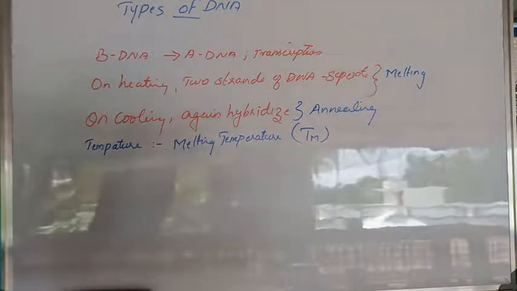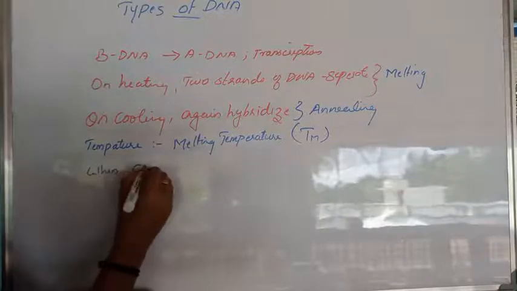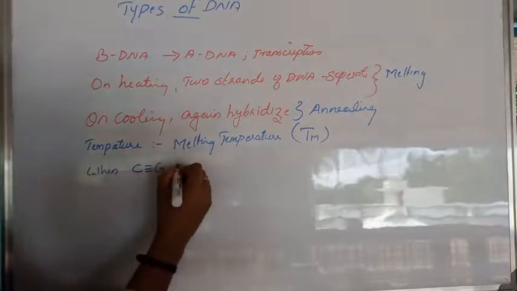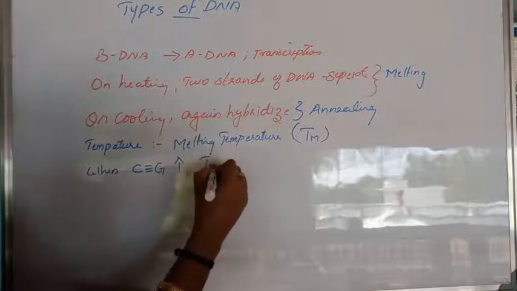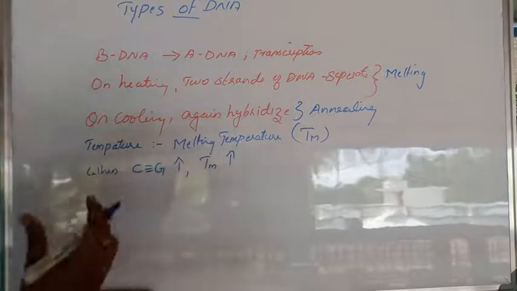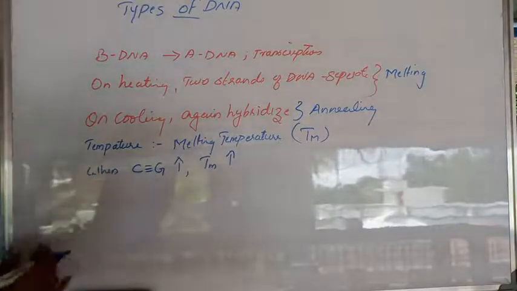So having stronger bonds, that is 3 hydrogen bonds, means it is difficult to break. So obviously the Tm will increase. So we can say when CG pairs increase, Tm increases. That is, the temperature for separating two strands should be increased when CG pairs are increased.